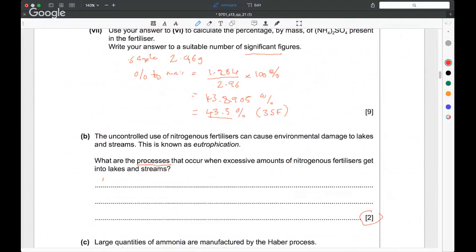And I would say the first is excessive or overgrowth of algae. Typically algae, you see this as a kind of bright green bloom, they call it, on the surface of the water, or aquatic plants. So that's the first process.